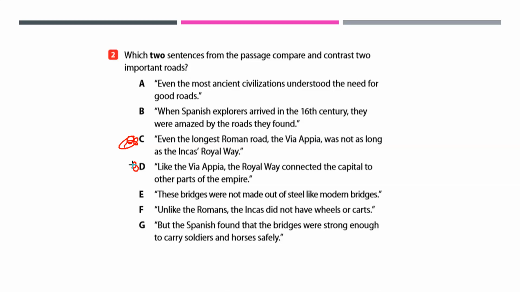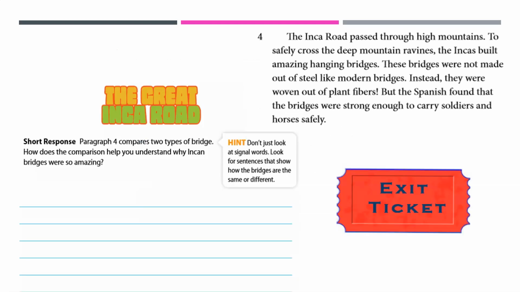E, the bridges were not made out of steel like modern bridges. No, that's not it. And F, unlike the Romans, the Incas did not have wheels or carts. No, that talks about the civilization, but not about the actual road itself. And then G, the Spanish found that the bridges were not strong enough to carry soldiers or horses safely. Yep, and yes, excellent. All right, so we have reached the end of our time together today.